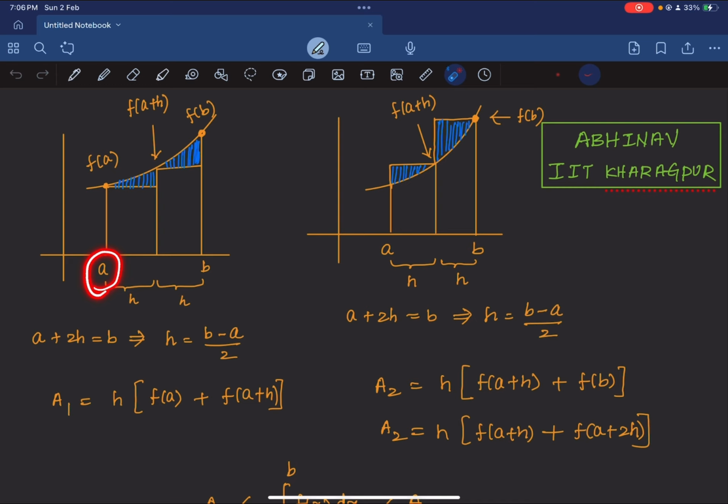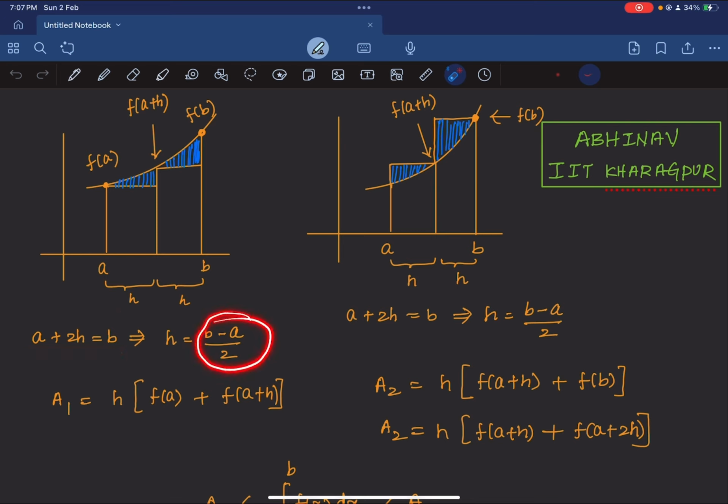Here we have a and here we have b, and we have chosen this particular point in such a way that this width and this width are the same, and we are denoting that width by h. So this coordinate will be a plus h and this will be a plus 2h. So we have a plus 2h equals b, and from this we can find that h, the width, is (b minus a) by 2. Here a and b are fixed, mind you, a and b are fixed.